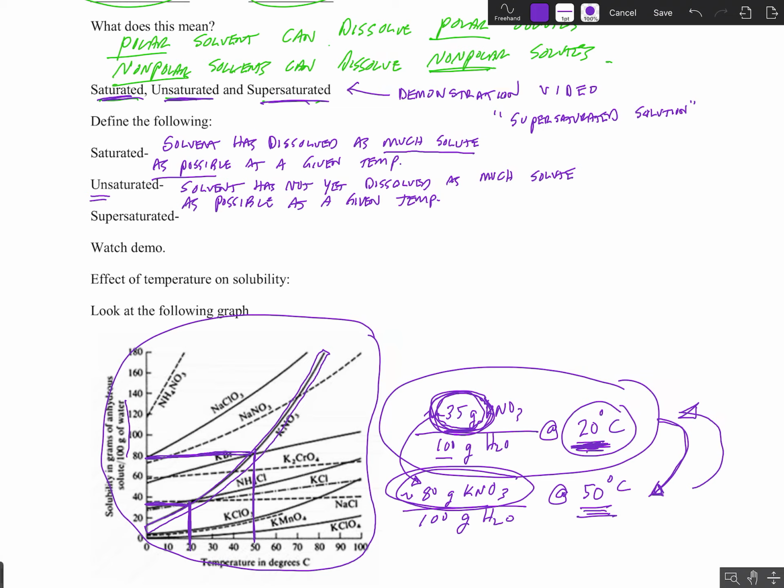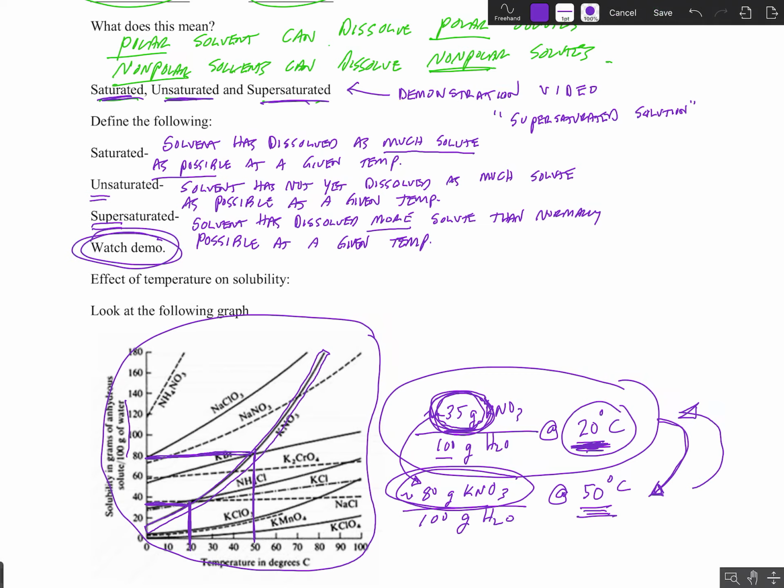Well, that brings us to our next vocabulary term. It is possible to form, in certain situations, supersaturated solutions. And in these solutions, the solvent has dissolved more solute than normally possible at a given temperature. I've dissolved more than I normally can. Well, how could you do that? Well, when you watch the demonstration video, you'll see how I do it.